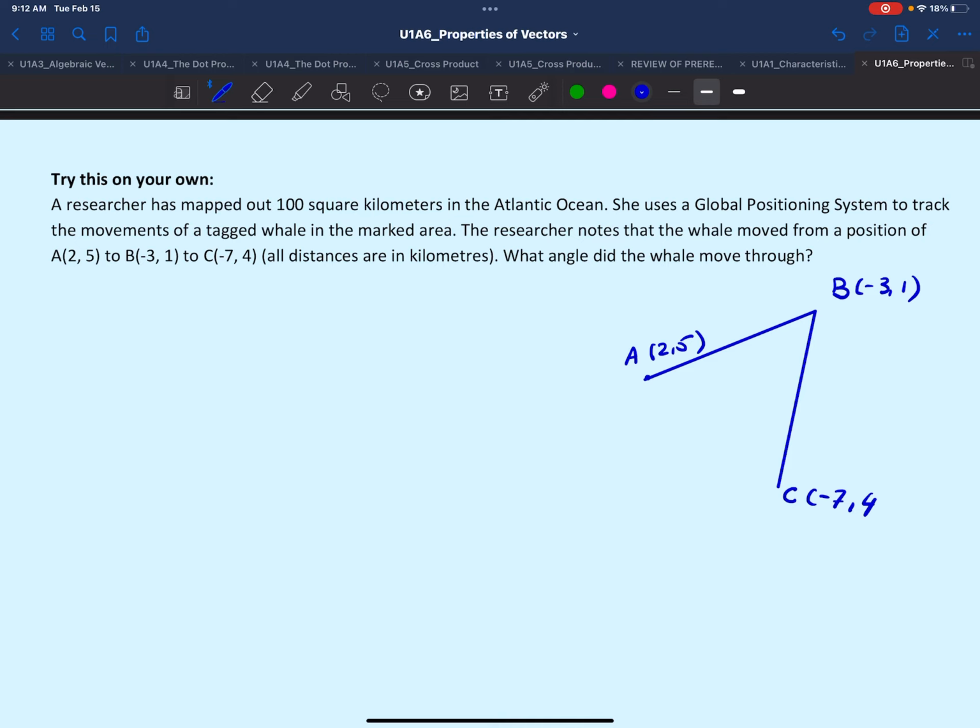What we are trying to find out here is at what angle the whale moved through. Since the whale started at A, went to B and then C, it means that we're looking for the angle made between AB and BC. We're going to call this the angle theta. And now we're thinking, how can we find the angle between two sides? We're going to use the knowledge we've accumulated about vectors to find angle theta.